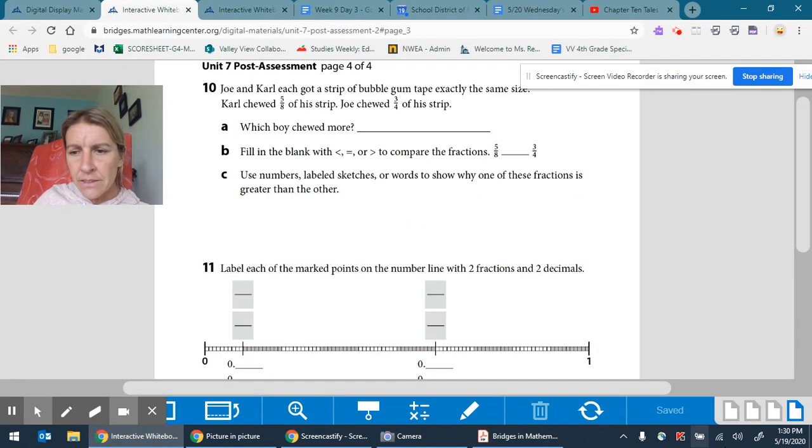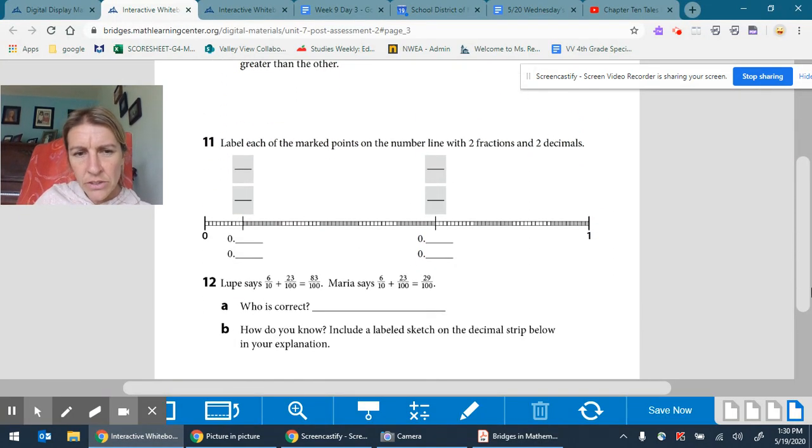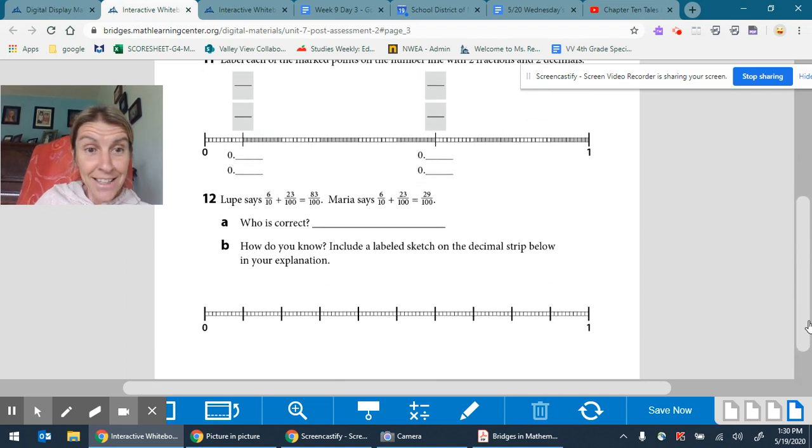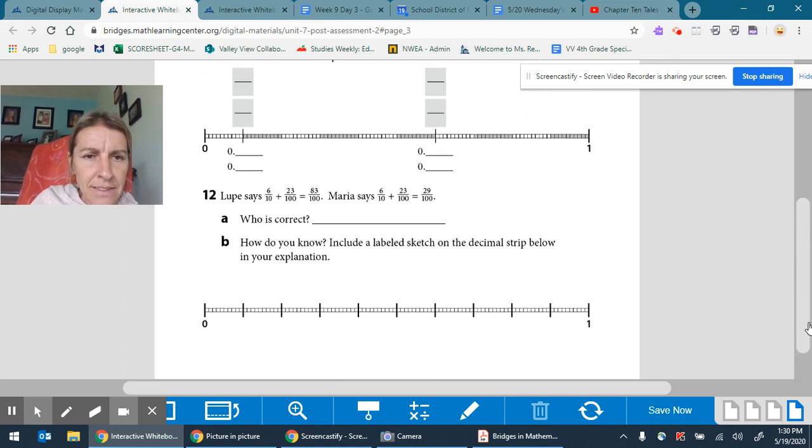Now let's look at the last, is it the last question? Number 12, this is it. So Lupe says 6/10ths plus 23/100ths equals 83/100ths. Maria says 6/10ths plus 23/100ths equals 29/100ths. Who's correct, Maria or Lupe? How do you know? And how would you use this to help you solve it? Pause and give it a shot.